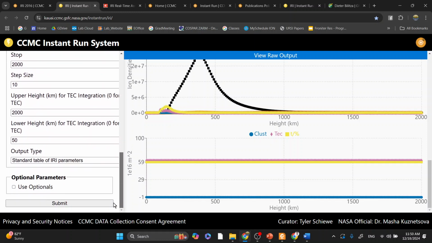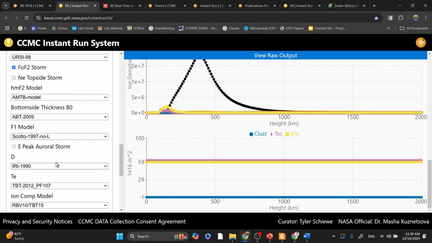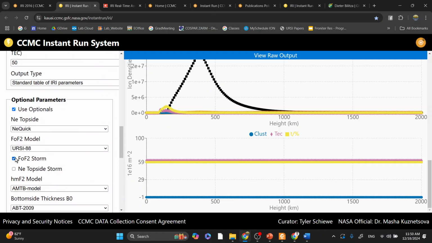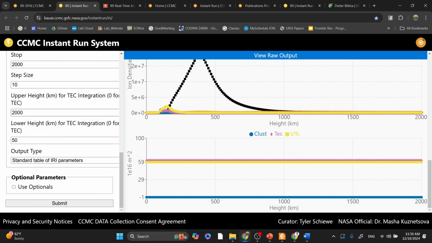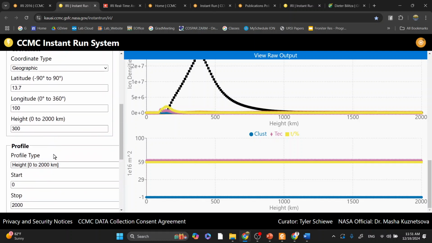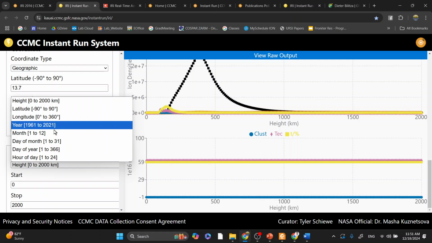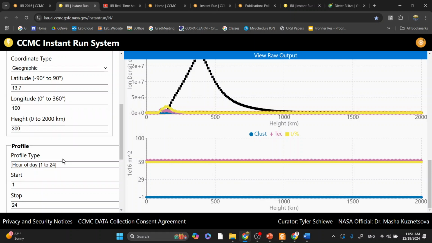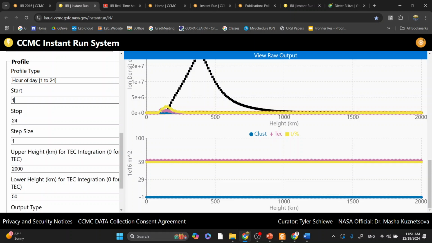In this version, where do you set? At the bottom or? Oh, these are the values. No. Oh, there's a store. Yeah, you can use this option as well. I think you can set the profile type to be time, for example, like hours a day. No, one to 24. No, I guess.